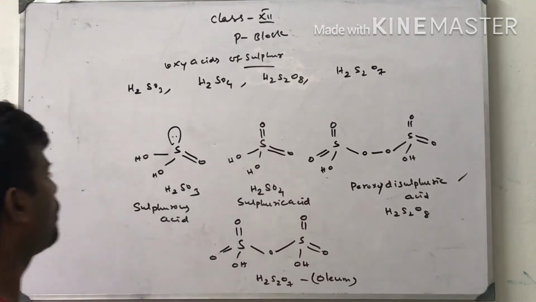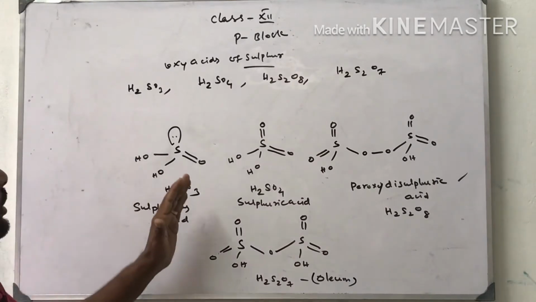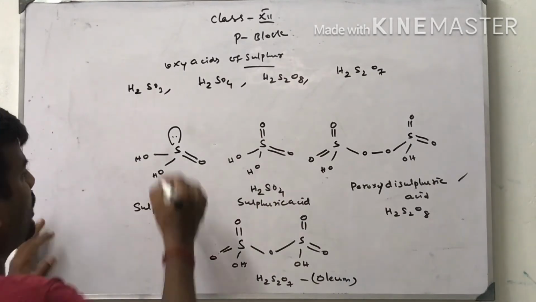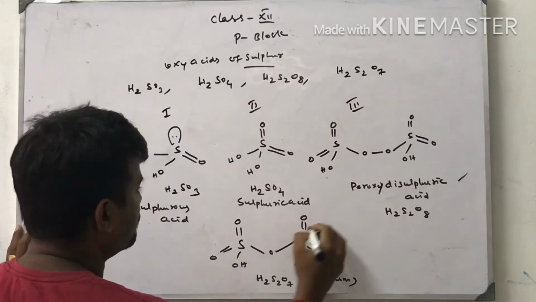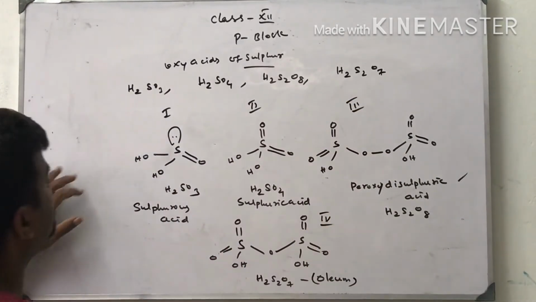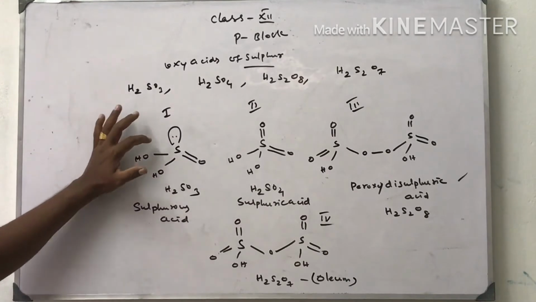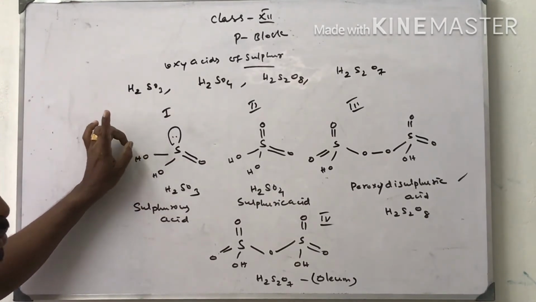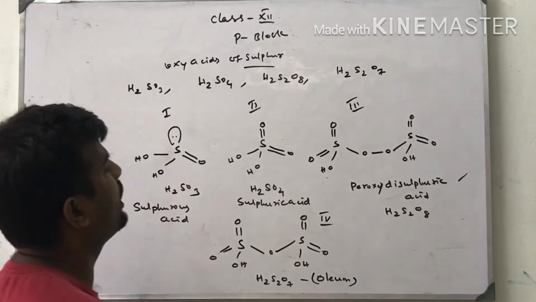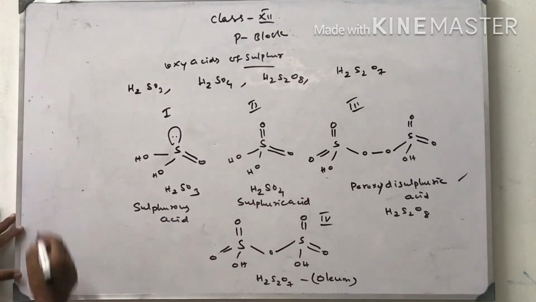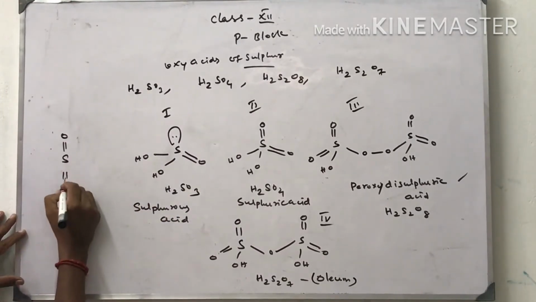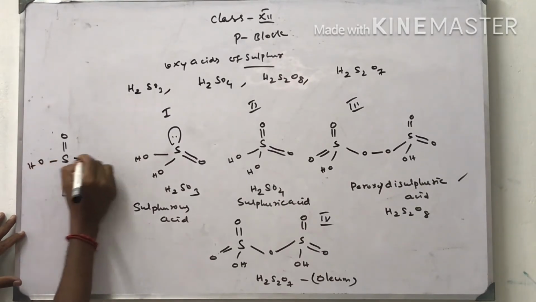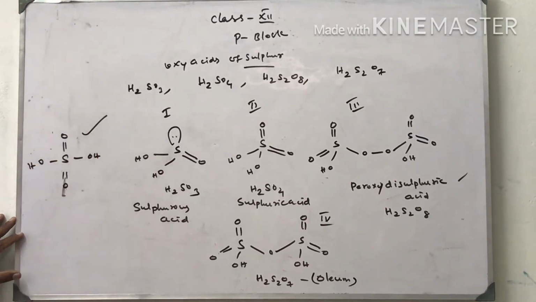So first you have to draw this structure. Then the other ones you are drawing, the structure is very easy for you, because sulfurous acid contains one lone pair of electrons. Sulfuric acid has no lone pair of electrons. We can draw the sulfuric acid structure like this also, no problem. If you are drawing like this, this is also correct.